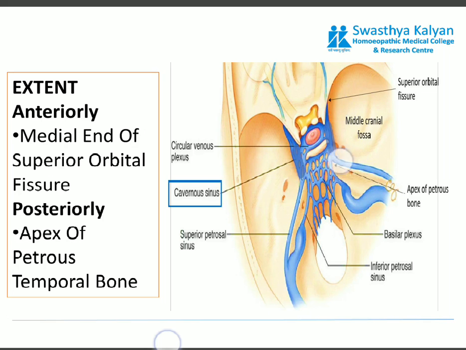This is the petrous temporal bone, the petrous portion of the temporal bone. So the sinus extends from the superior orbital fissure anteriorly to the apex of the petrous temporal bone posteriorly. So this is about the general introduction of the cranial venous sinus and the location and extent of the cavernous sinus. The remaining part we will cover in the next lecture. Thank you so much.